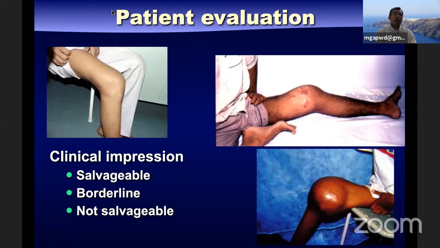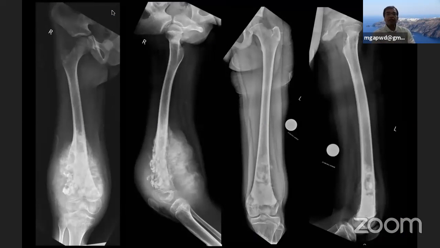And despite what our clinical impression is, we have to do a full workup to first make a diagnosis, then do a staging in terms of metastatic workup, and then decide what is going to be the final treatment for this patient. So we begin with X-rays. And as I told you, you will see a large number of different presentations or pictures or appearances with osteosarcoma.